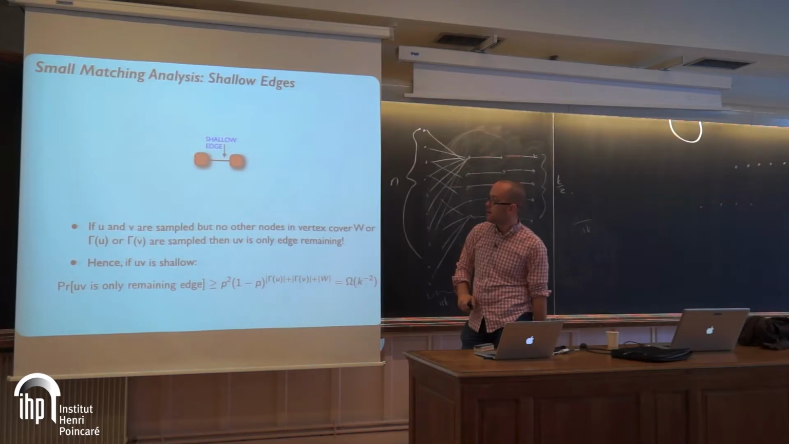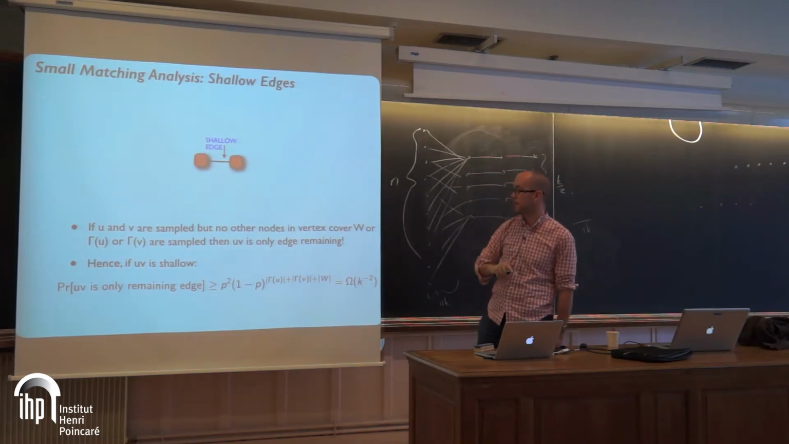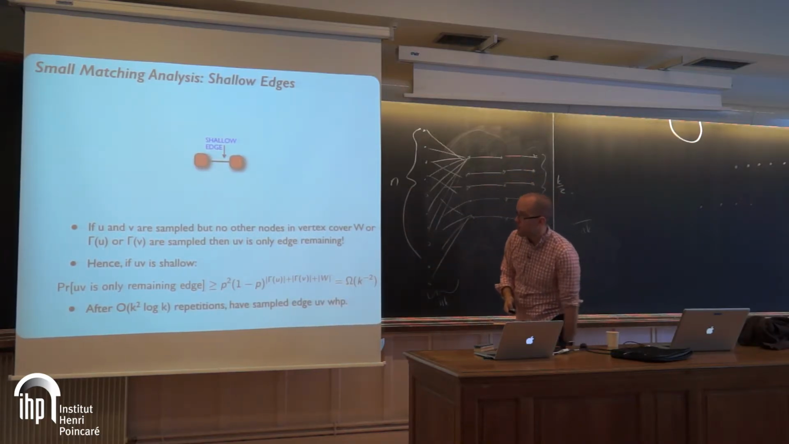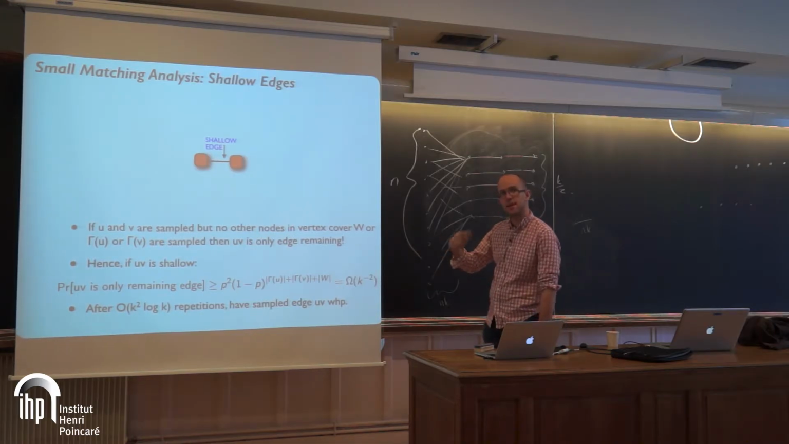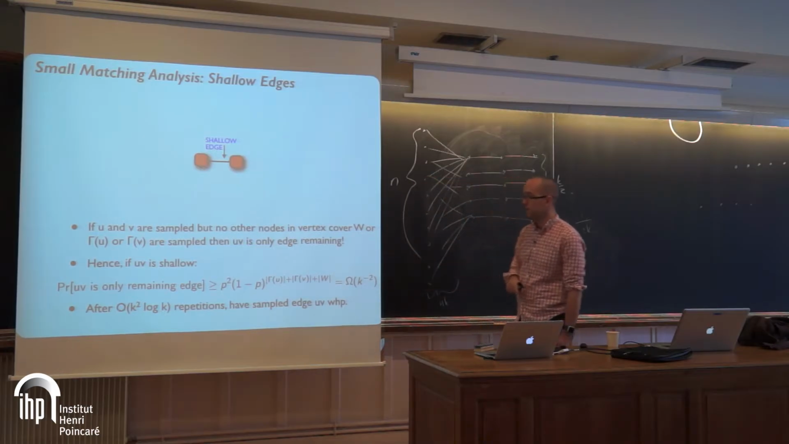So P is roughly 1 over k, so this is 1 over k squared. This is roughly 1 minus 1 over k, and the exponent is roughly k, or some constant times k. So this whole thing is constant. I'm left with 1 over k squared.